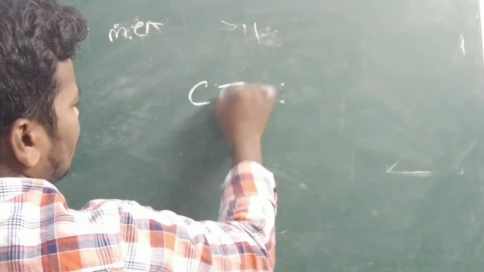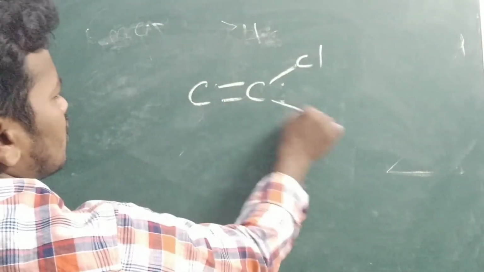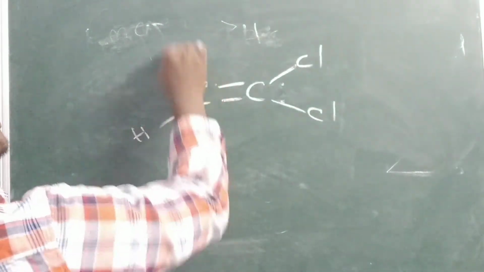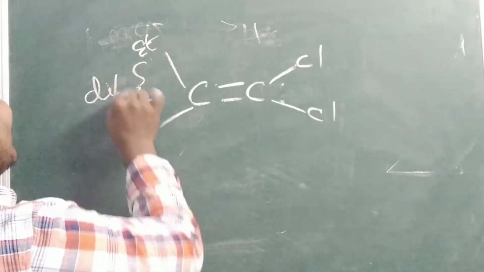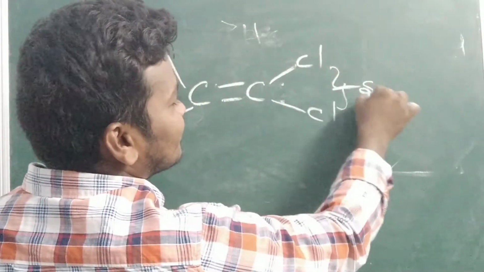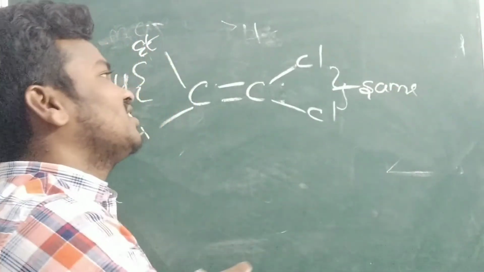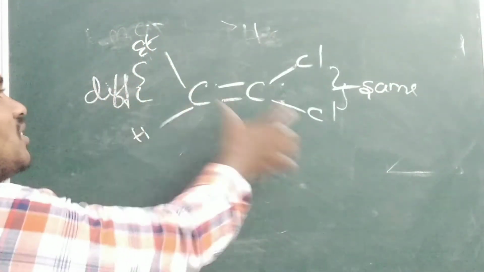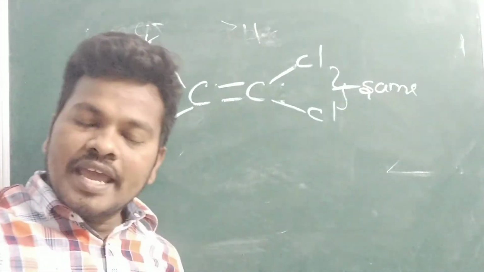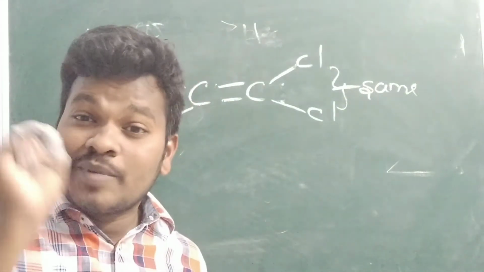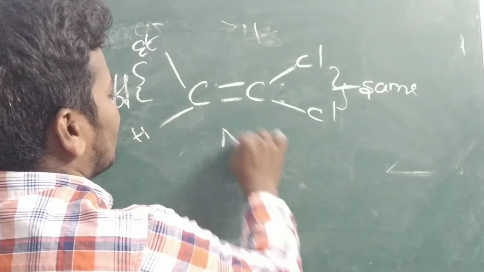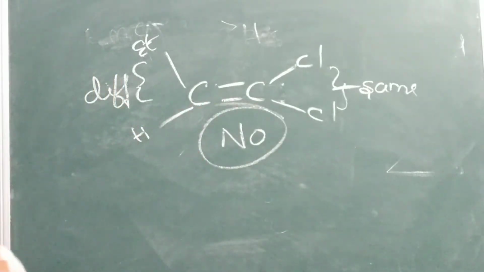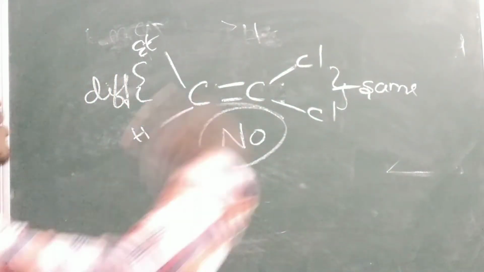So here, carbon to carbon, chlorine, hydrogen and ethyl you can take. Here you can see different groups, here you can see same. Just now we discussed whether both sides are the same or different. If any one carbon contains the same type of groups, it doesn't exhibit geometrical isomers. Okay. Next example, a different example you can take.